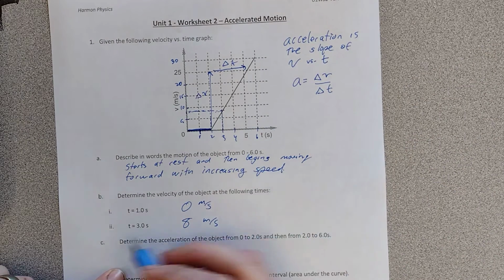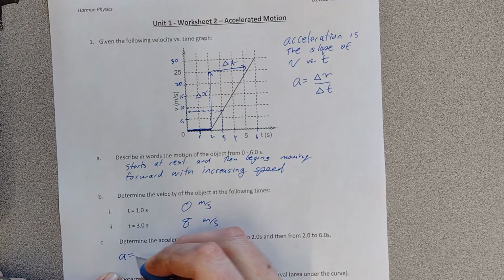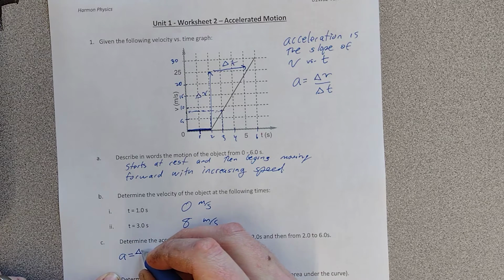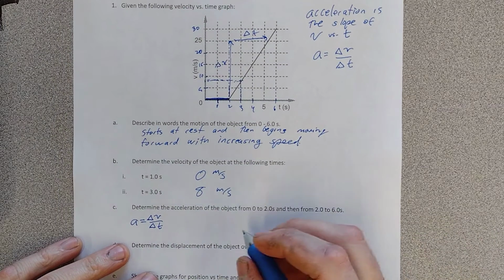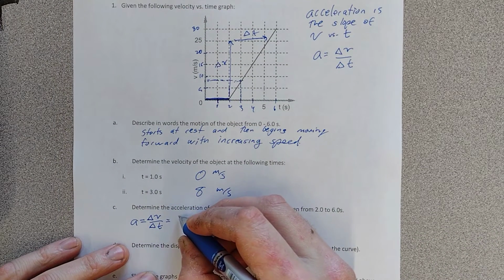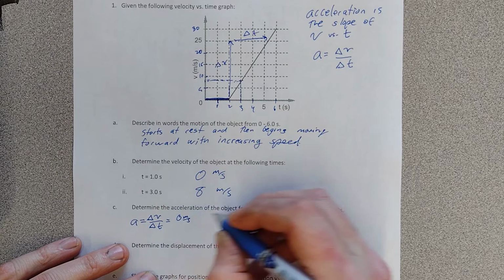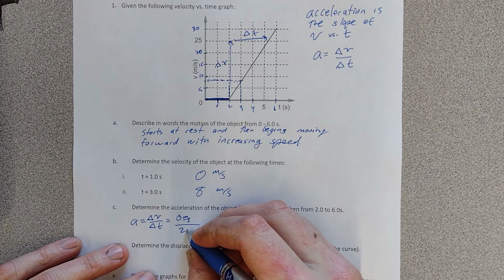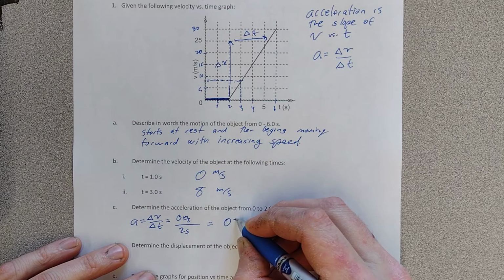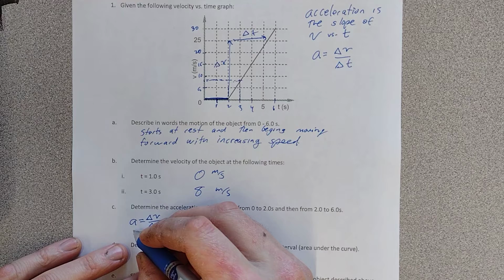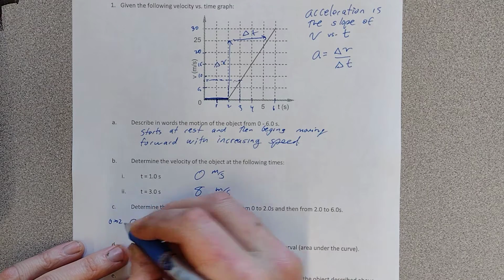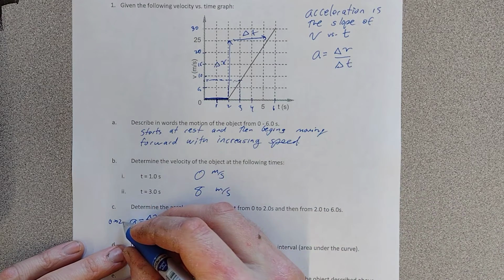So, acceleration from 0 to 2. So a equals delta v over, I'm going to put the delta on there for now. So from 0 to 2 seconds, our change in velocity stays 0, so it's 0 meters per second divided by 2 seconds, which is 0 meters per second squared. And that's from 0 to 2.